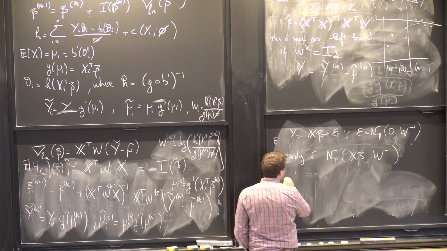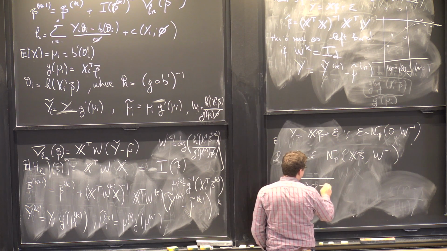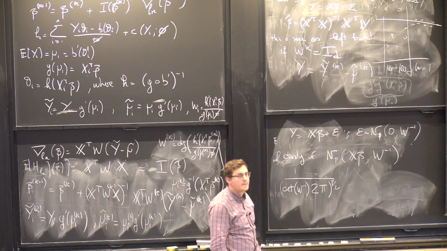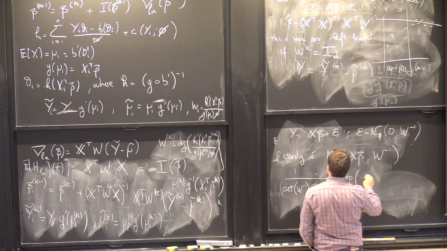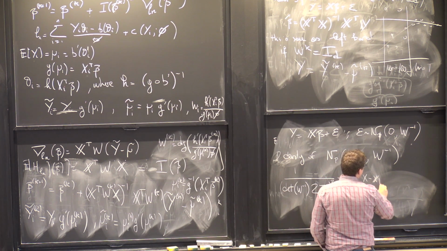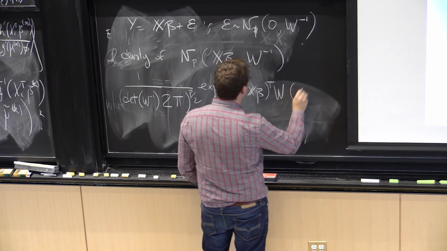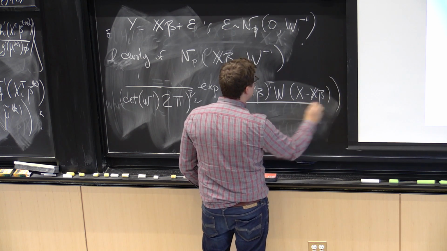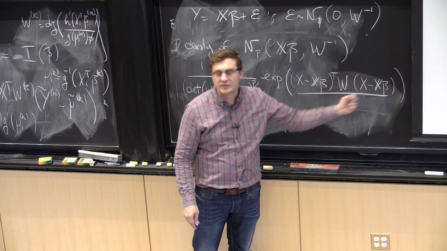Well, it's of the form 1 over the square root of the determinant of W inverse times 2 pi to the p over 2, times the exponential of x minus x beta transpose W, so that's the inverse of W inverse, x minus x beta, divided by 2. So this is x minus mu transpose sigma inverse x minus mu divided by 2.